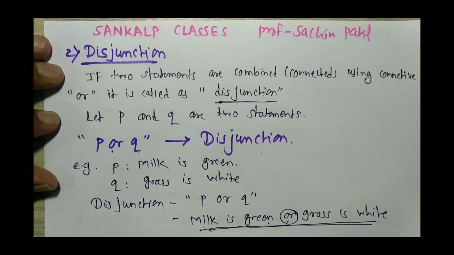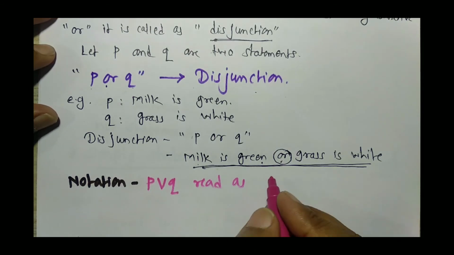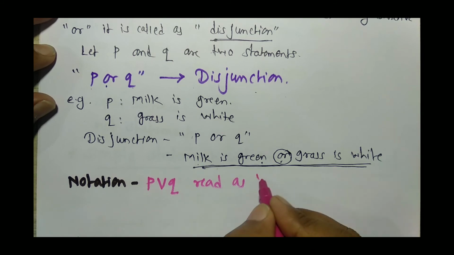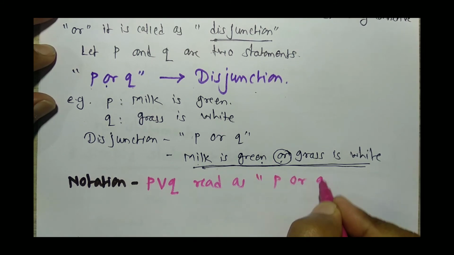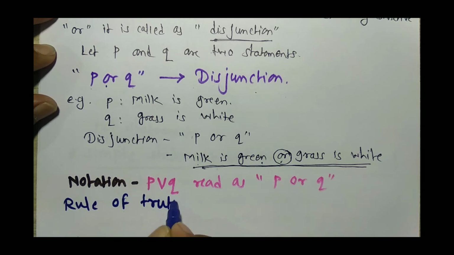The notation of this statement is like this. The notation is P or Q, read as P or Q. Now we are going with the rule of the truth value of disjunction.